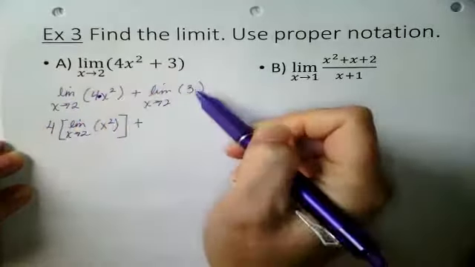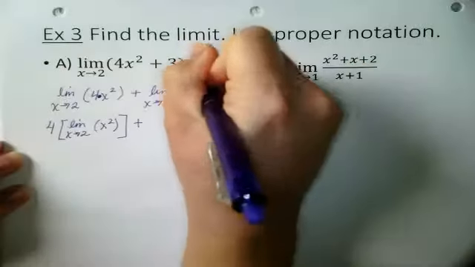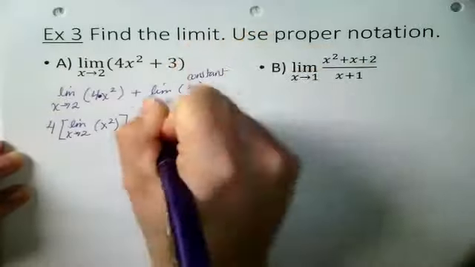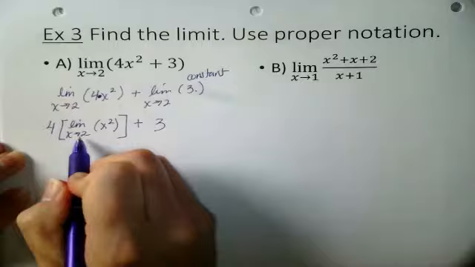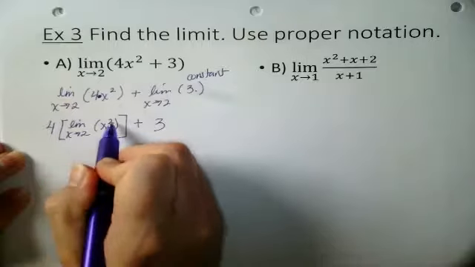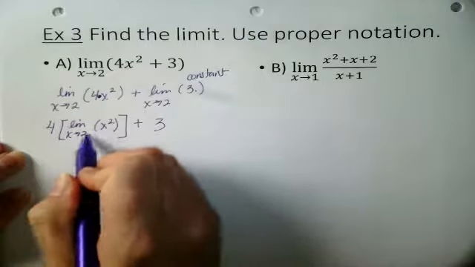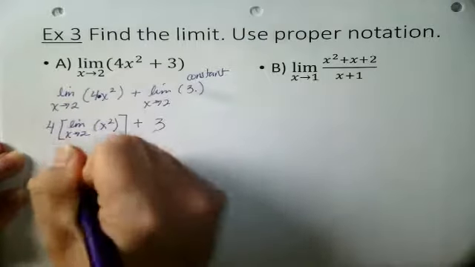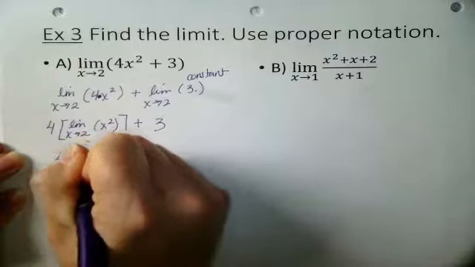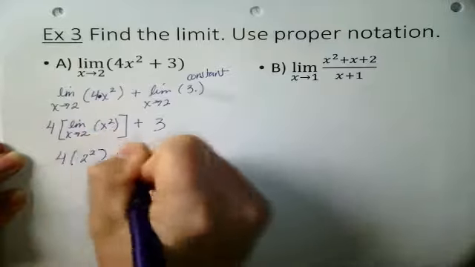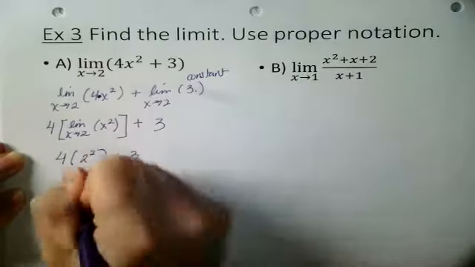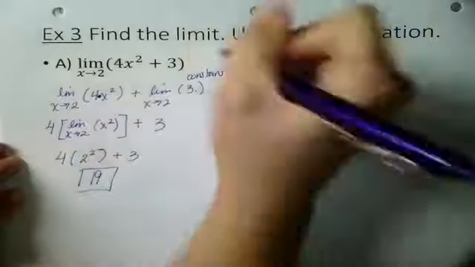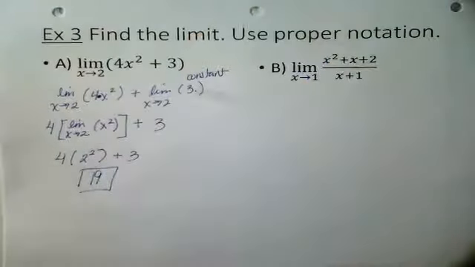The limit of a constant function is the constant. And here, the limit of a nice little well-behaved polynomial, we can just do a nice direct substitution. That's going to be 4 times 2 squared. So 16 plus 3 is 19. And that's showing proper notation.